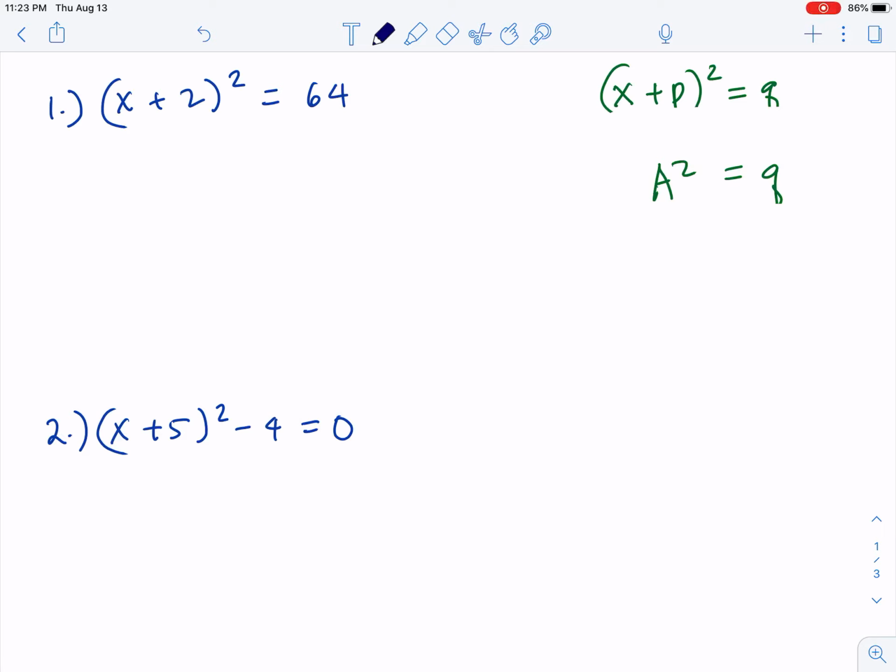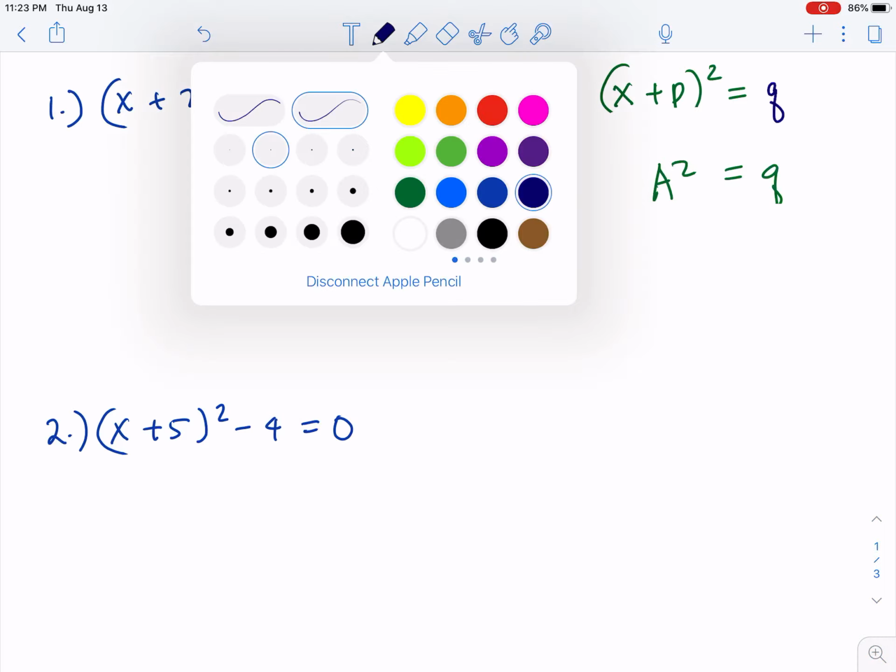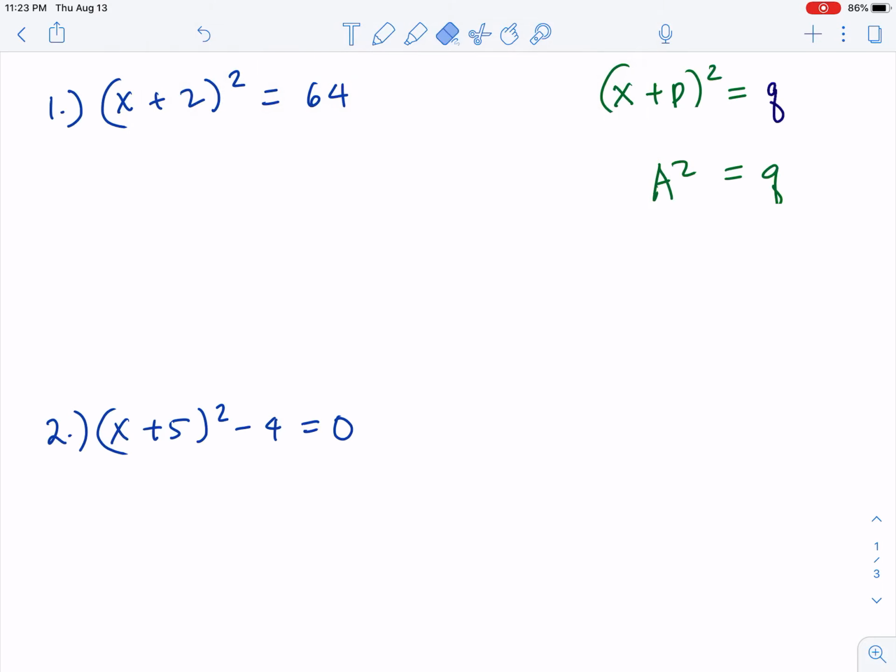In this video ay itutuloy natin yung series natin on quadratic equations. And bago natin puntahan yung susunod na lesson ay gusto ko lang isingit itong isang set ng examples of the form (x + p)² = q.